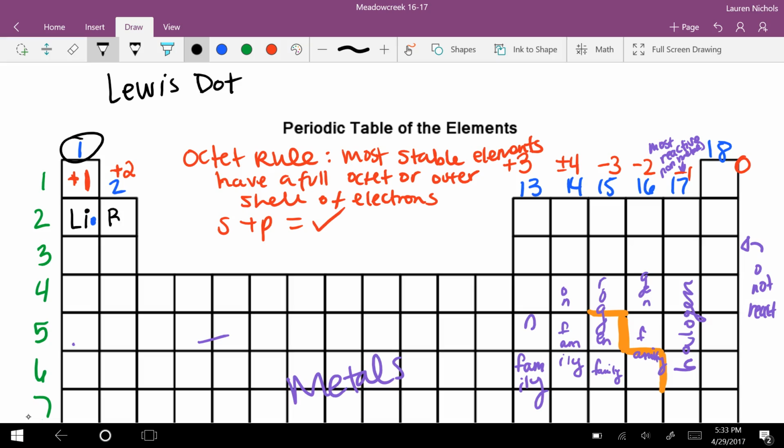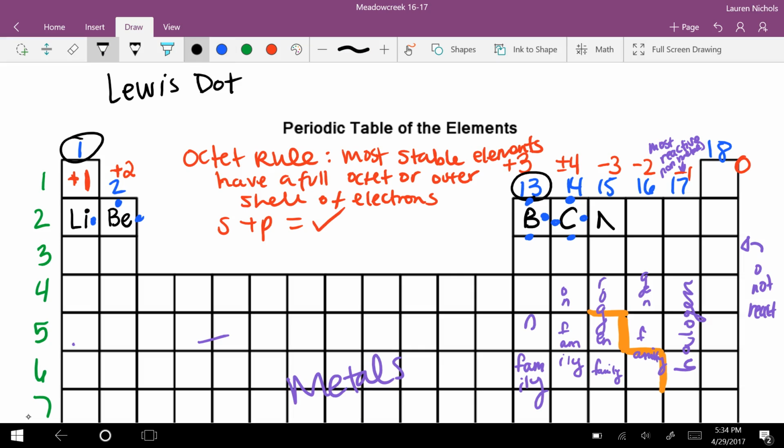If you had beryllium, you would put 2 dots, one on 2 different sides. You have boron, okay, which is column 13, which means that I have 3 valence electrons. I'll put 1, 2, 3 valence electrons. Carbon would have 4 valence electrons because it's in column 14. So 1, 2, 3, 4.